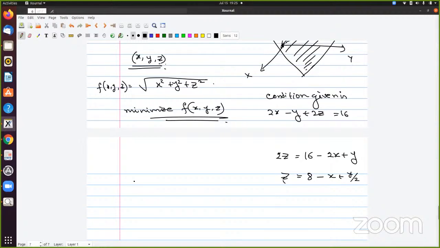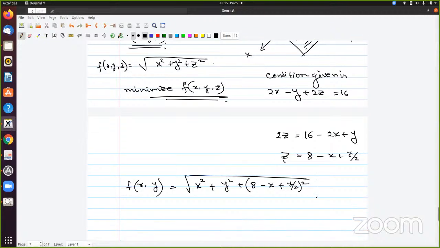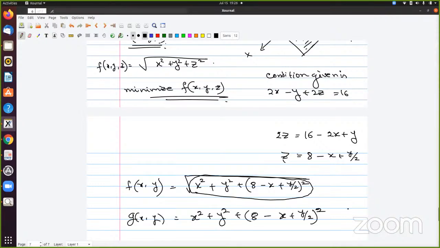Now this function becomes a function of x and y: x square plus y square plus (8 minus x plus y by 2) whole square, right? If you want to minimize the square root of this, minimizing what is inside is enough. So let's write it as g(x, y). If you minimize this function, then it is enough, right?